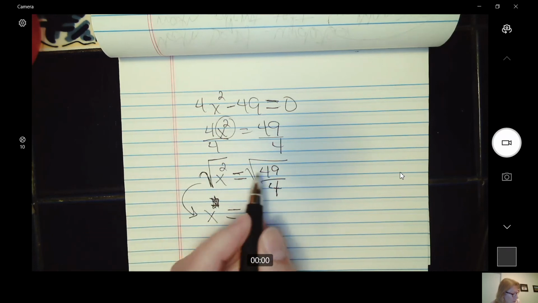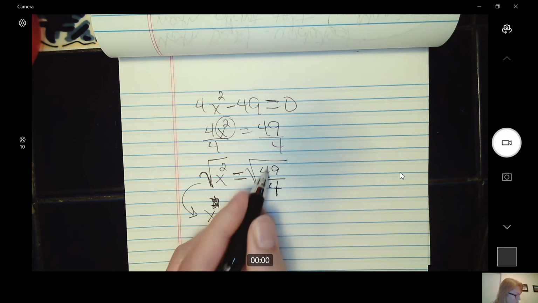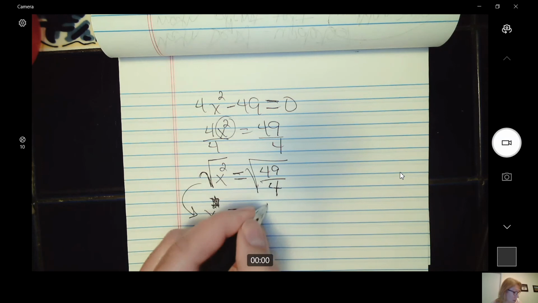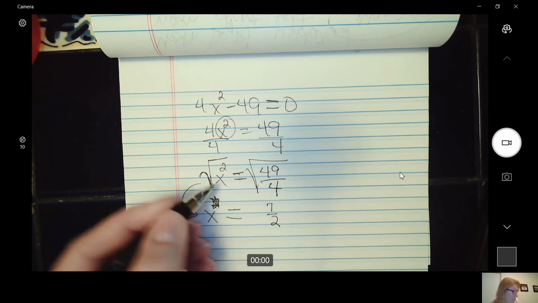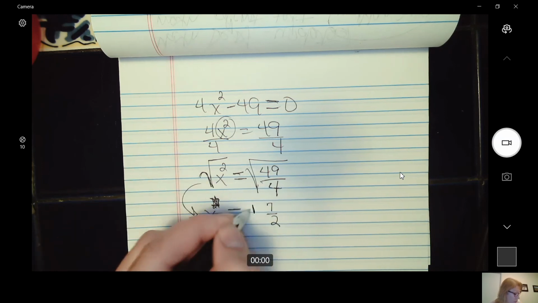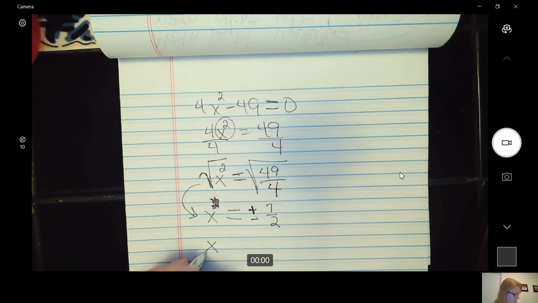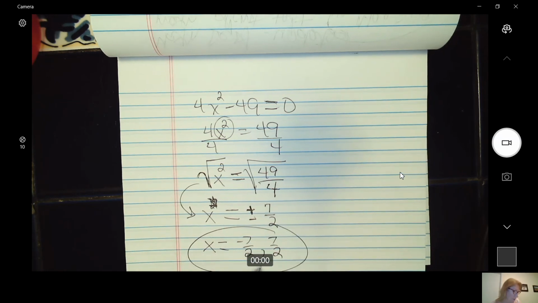And when you take the square root of a fraction, you do the numerator and denominator separately, which of course is 7 and 2. But there are always 2 square roots to a number, the positive and the negative version. So there's going to be a positive and negative square root of 49 fourths for an answer. Your final answer will be both positive and negative 7/2.